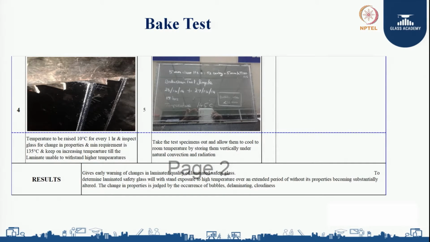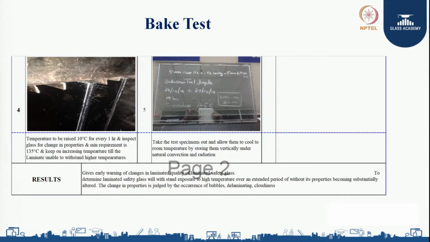The conclusion or the result we can find in the bake test is that the bake test gives an early warning of changes in the laminated quality of safety glass. It determines how laminated safety glass behaves with extended exposure to high temperature over an extended period of time, when its properties become substantially altered. The change in properties is judged by the occurrence of bubbles, delamination and cloudiness.